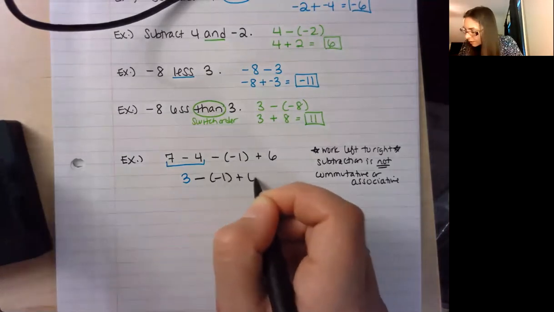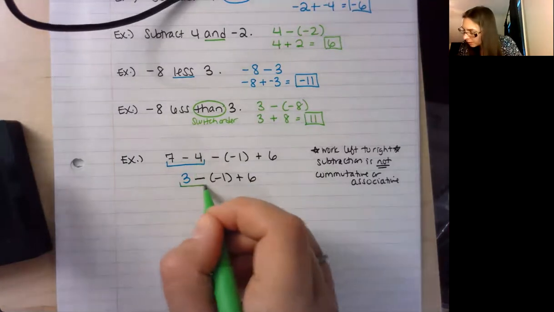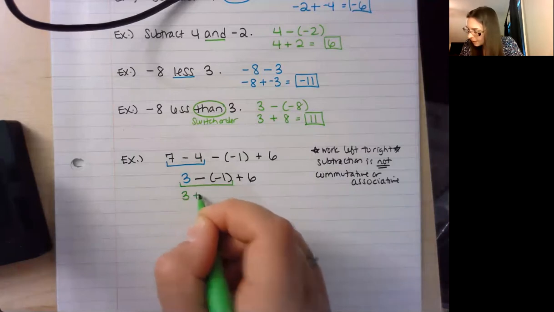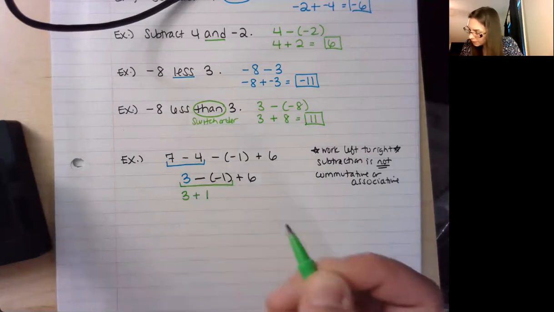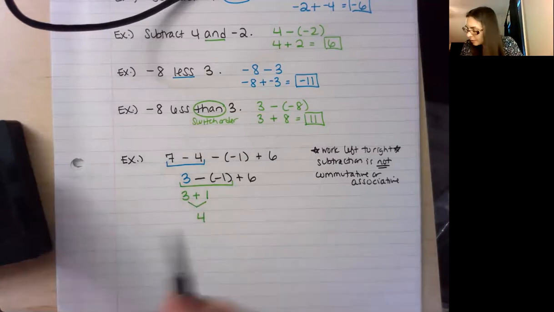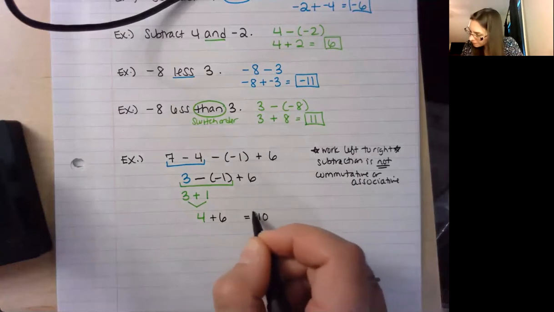So notice I'm just rewriting the rest of the problem now and staying in order. So next I'm going to do this part here. So I have 3 plus, and then -1 becomes +1. So this is going to give me 4. And then I bring down the +6. And 4 plus 6 is obviously 10.